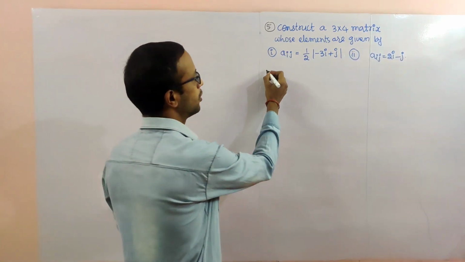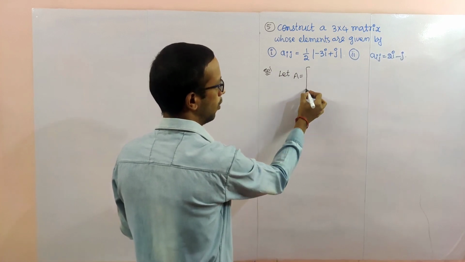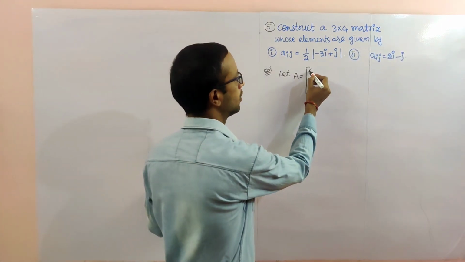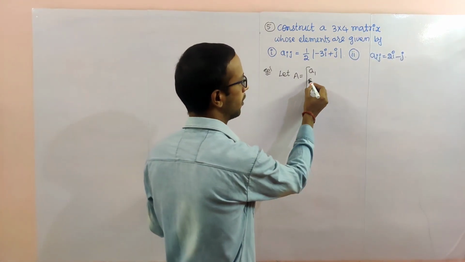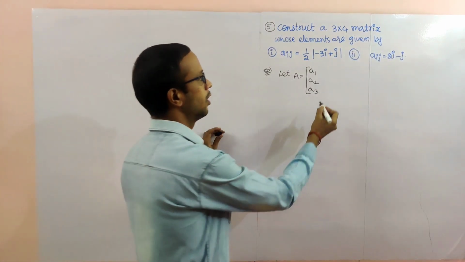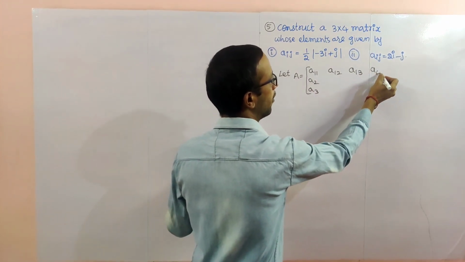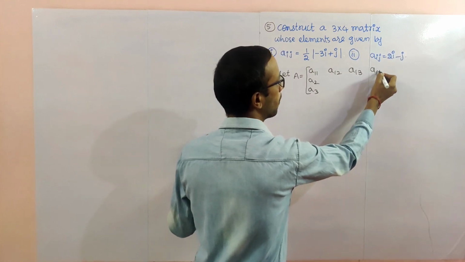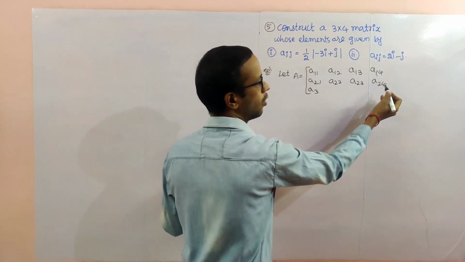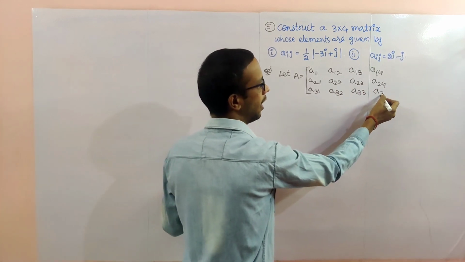So now, for the solution, let capital A be equal to 3 rows, 4 columns. This is 3 rows. Just I am writing for understanding purposes. So A11, A12, A13, A14, A21, A22, A23, A24, A31, A32, A33 and A34.